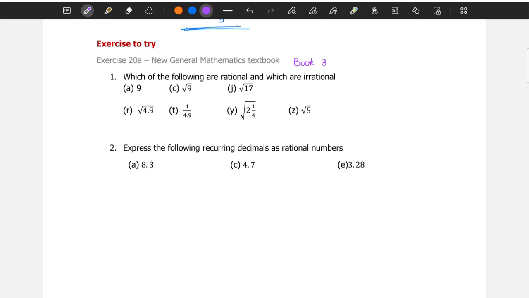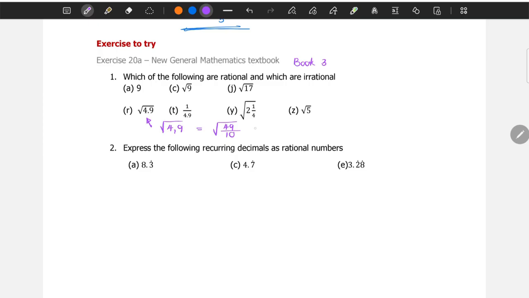As an example, if we take r, which says root of 4.9, right? Sometimes that comes as a trick where you have to recognize what that is, because we have a decimal and a square root. So that would be the same as saying 49 divided by 10, right?